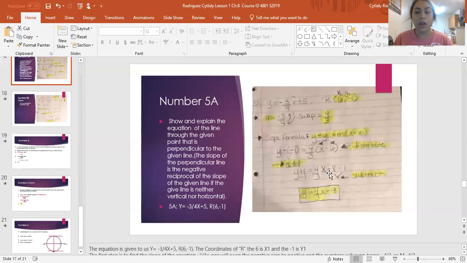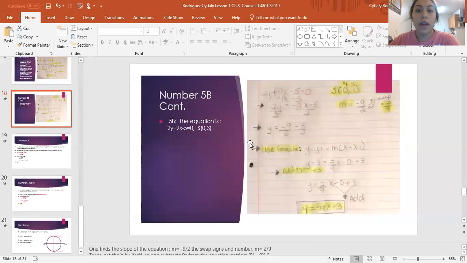So we distributed already, okay? And we're trying to get y by itself. So we subtract 1 from each side. So you minus 1, so you get y by itself. So it'd be 4/3 x minus 8 minus 1, which is -9. So as one can see, this is our answer: y equals 4/3 x minus 9.